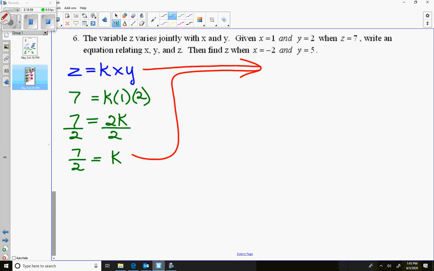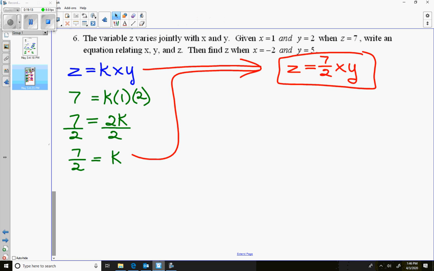Write an equation relating x, y, and z. So z equals, we now know k to be 7/2, x, y. That is the answer to that first question. Then find z when x is -2 and y is 5.